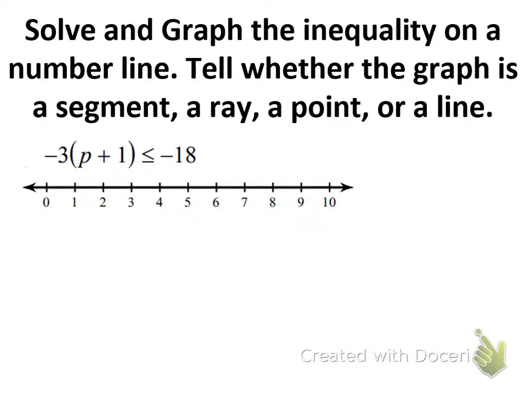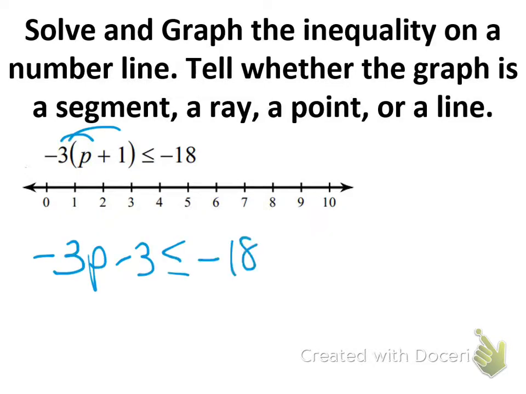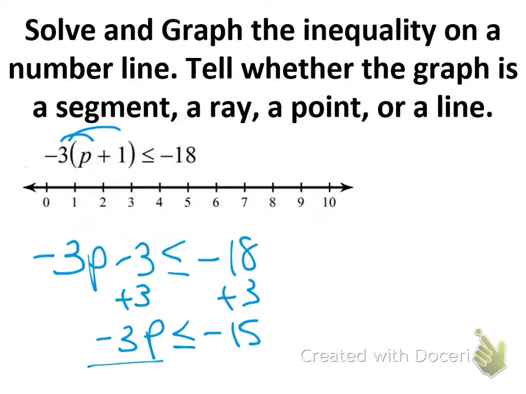What did you have to do first? Good. You had to distribute. So when you distribute, you get minus 3p minus 3 is less than or equal to negative 18. After you add 3, you end up with negative 3p is less than or equal to negative 15. Then what do I do? Divide by negative 3. This is a big deal, right? Because what do we do next? Flip the sign. So p will end up being greater than or equal to 5.